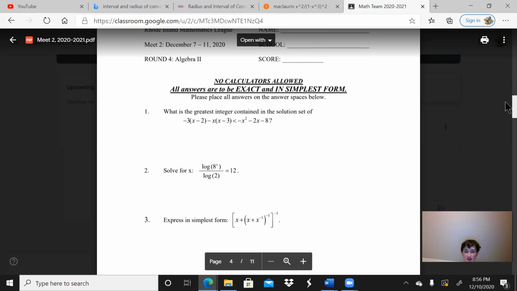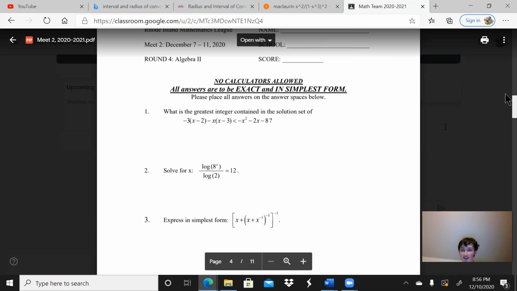Number 2, solve for x, and it's a really easy log. So log 8x is equal to 12 log 2. So it's really just log 2 to the 12. So log 8x equals log 2 to the 12. But 8x is 2 to the 3x, so 2 to the 3x equals 2 to the 12. So x is 4.